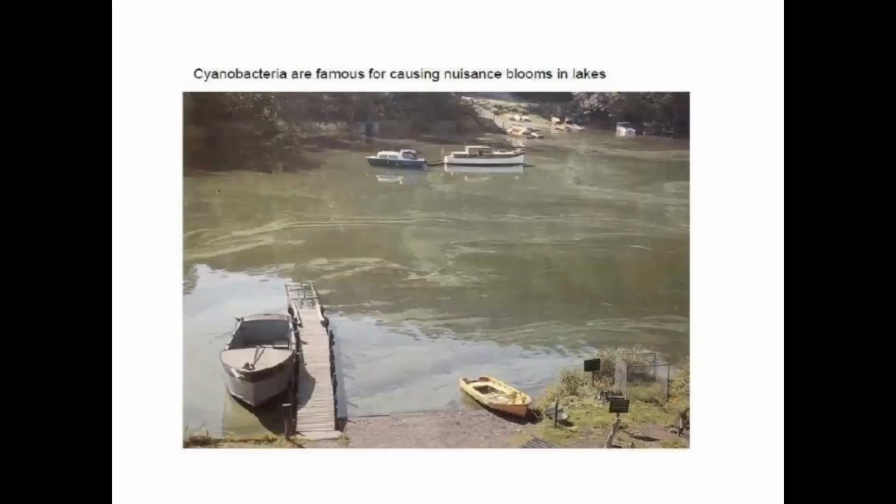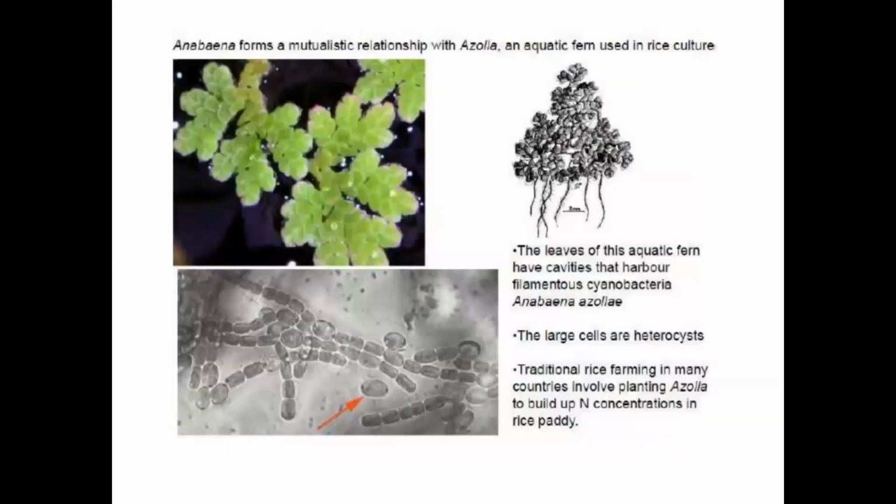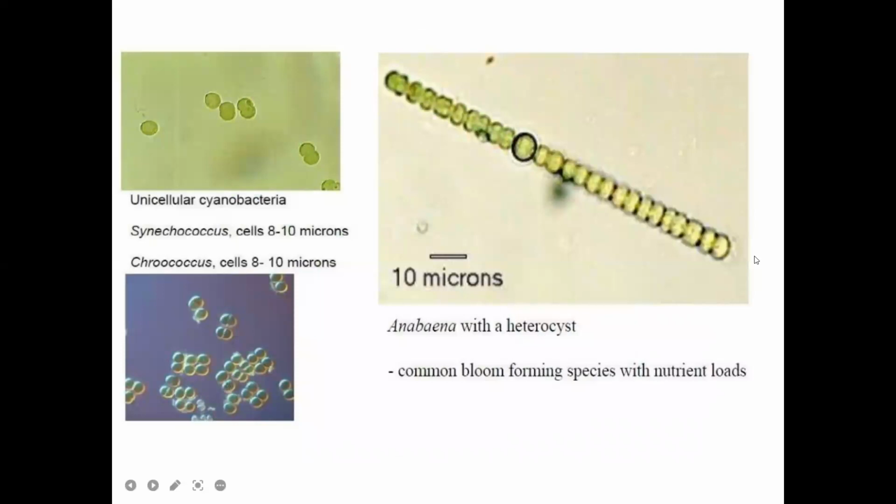So cyanobacteria are famous for causing nuisance blooms. They form mats, and the green color found in these water bodies is due to the presence of cyanobacteria. So this was about cyanobacteria.